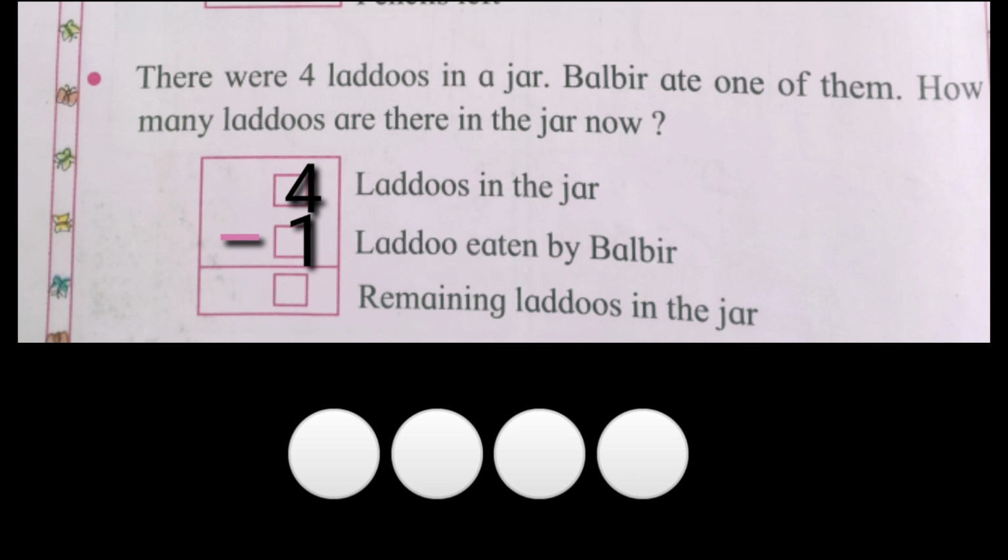Now from 4 laddus we will cross out 1 laddu. Now let's count how many laddus are left. 1, 2, 3. So the answer is 3. We will write here 3. Therefore 4 minus 1 equals 3. And how many laddus are there left in the jar? 3 laddus. Understood? So I think your concept is clear.